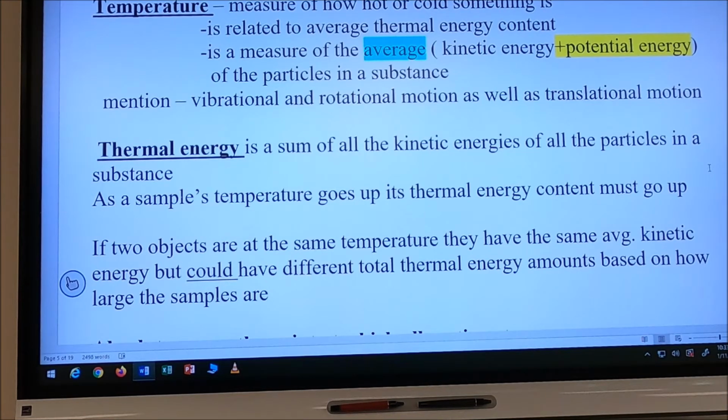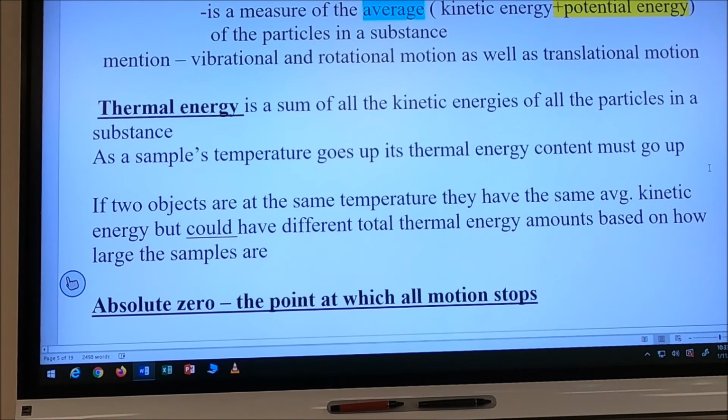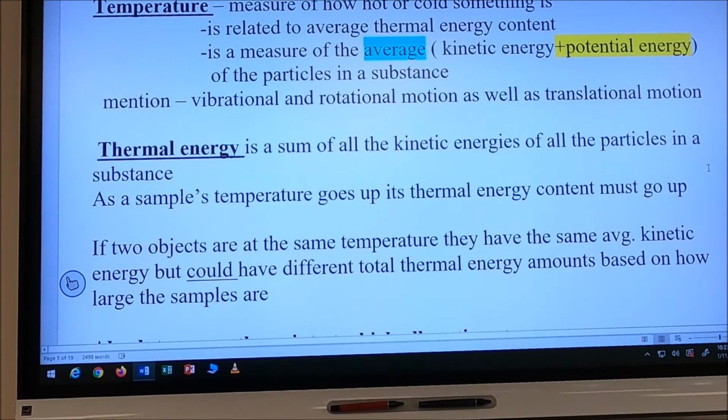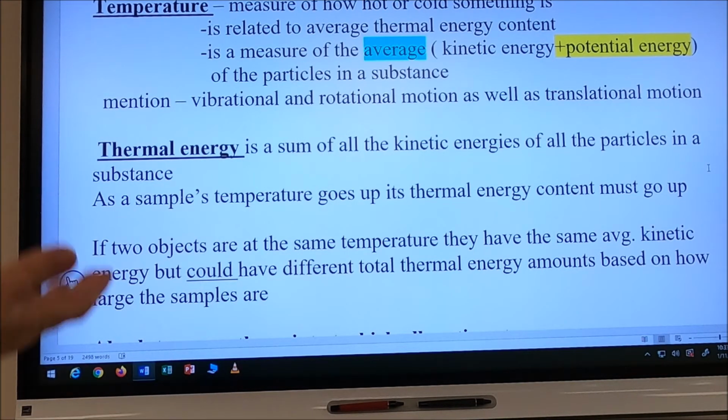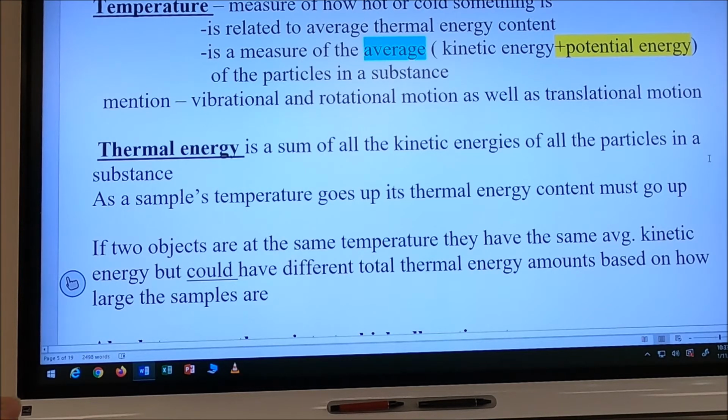If two objects are at the same temperature, then we can say they have the same average kinetic energy. Not the same total thermal energy content, but the same average kinetic energy. That's because the sample sizes could be different. Okay, think about having half a cup of water and how much energy you have to put in on a stove to get it up to the boiling point, and if you had 3 cups of water and you tried to bring it up to the boiling point. If you put them on identical burners set to the same setting, it would take the 3 cups much longer to get up to boiling than the other.